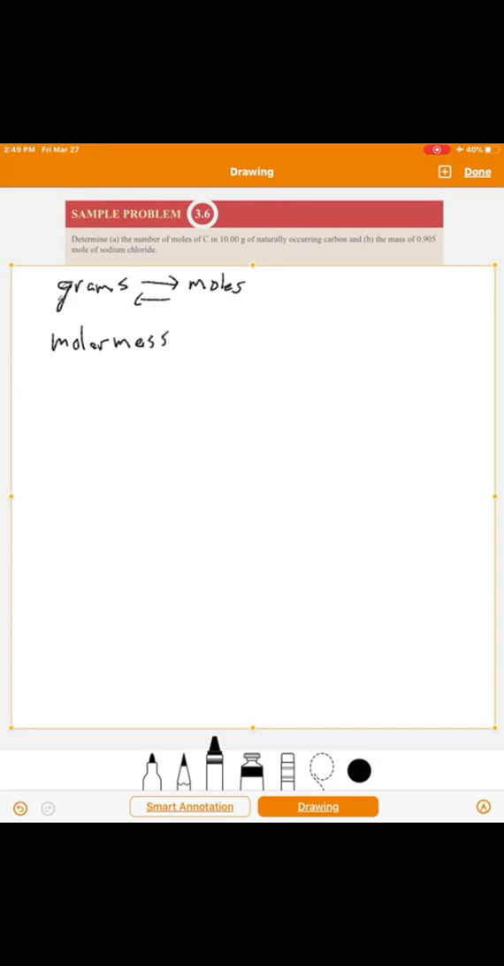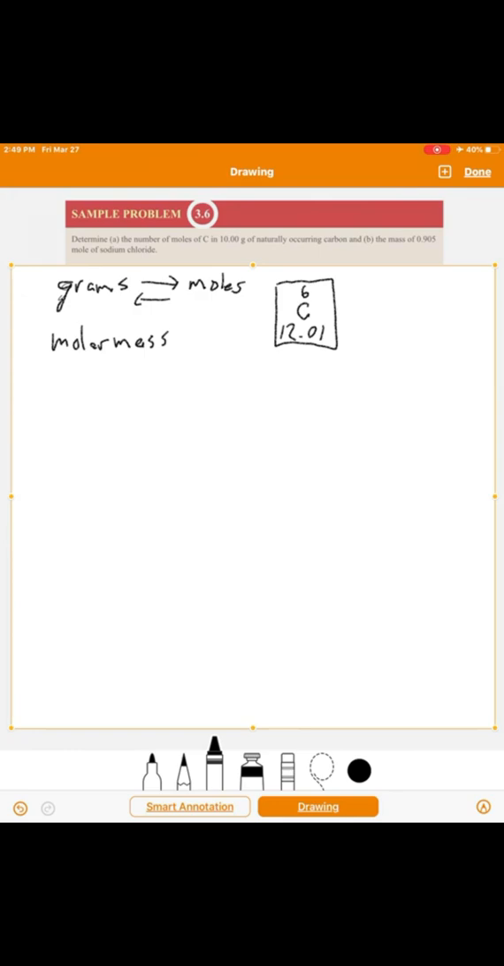This conversion is done with what's called the molar mass. The molar masses come from the periodic table, so these are numbers you don't have to memorize. So I'm going to put up the molar masses for this one. The first element we're talking about is carbon, which is element number 6. So look in your periodic table for element number 6, and you'll find that its atomic mass or molar mass is 12.01 grams per mole.